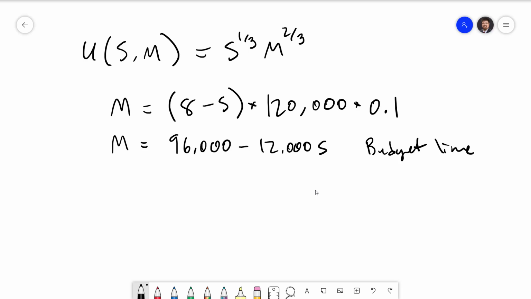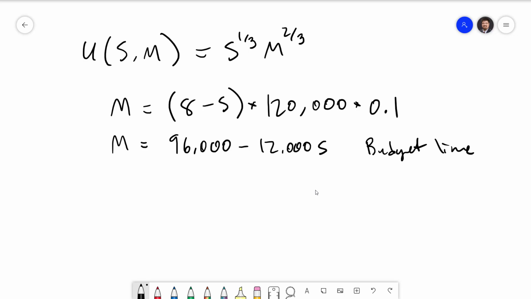The way that you can think about this is that the price of an hour of shirking is 12,000. We're going to solve for the equilibrium just like we did before, by setting the MRS equal to the price ratio and solving that as a system of equations with our budget line. I'm going to move quickly through the MRS because we already did this in a previous video.